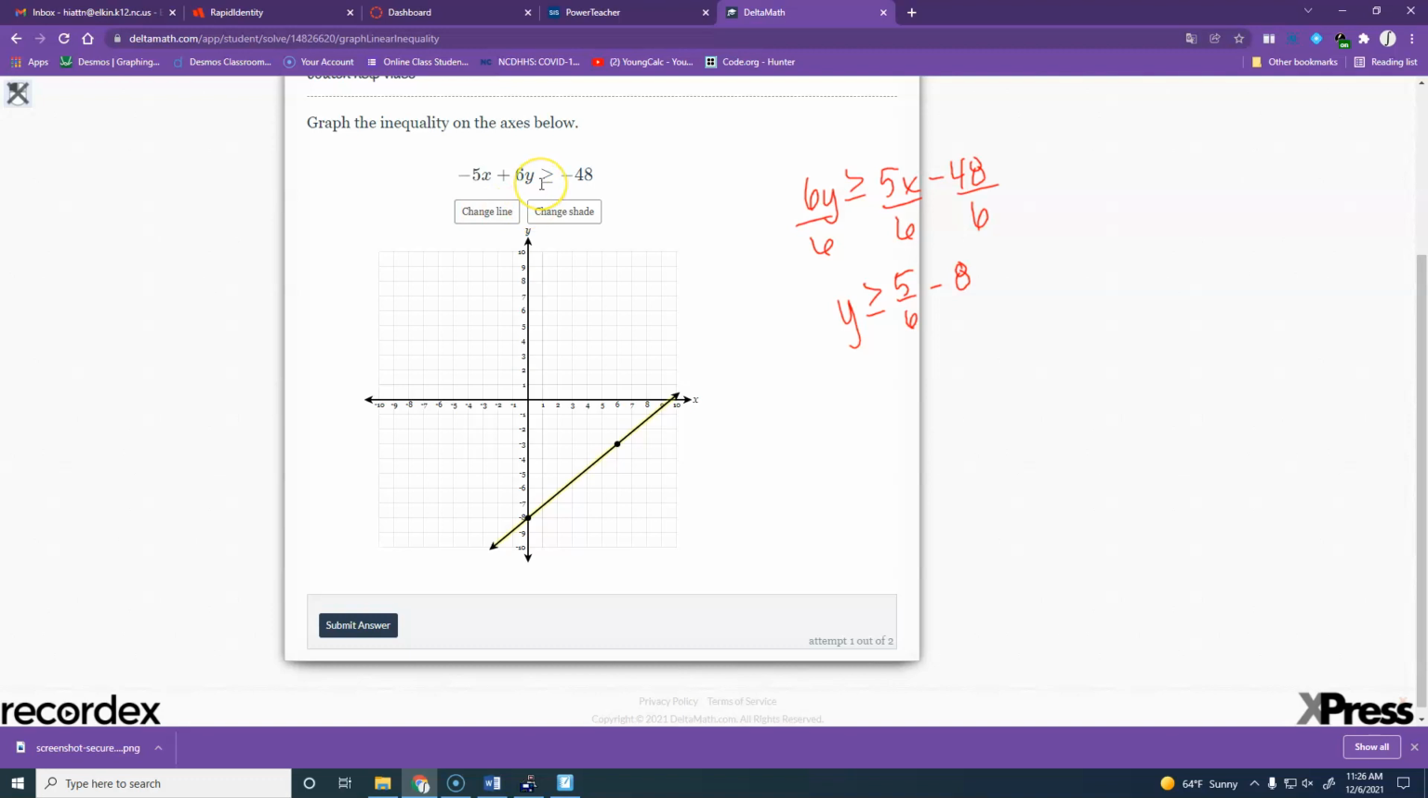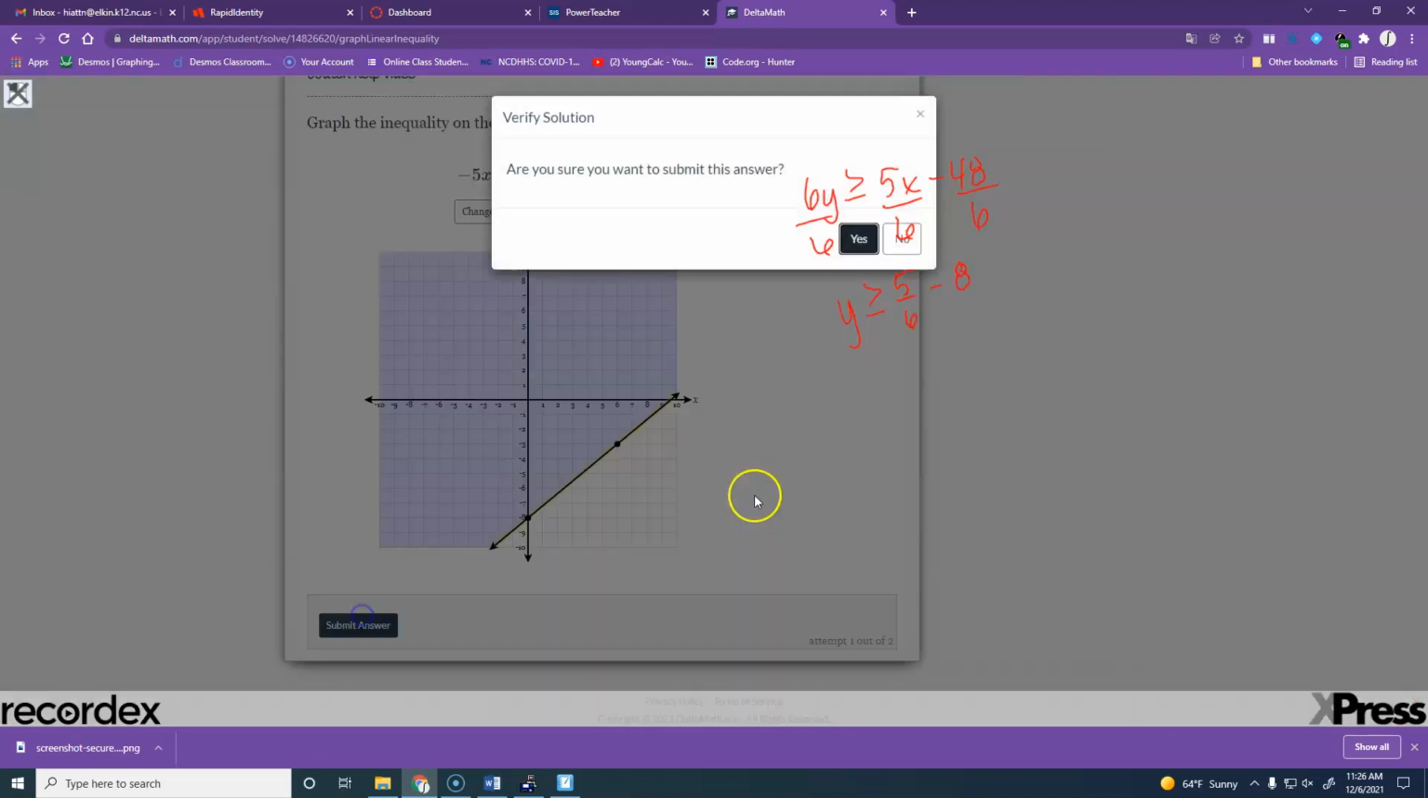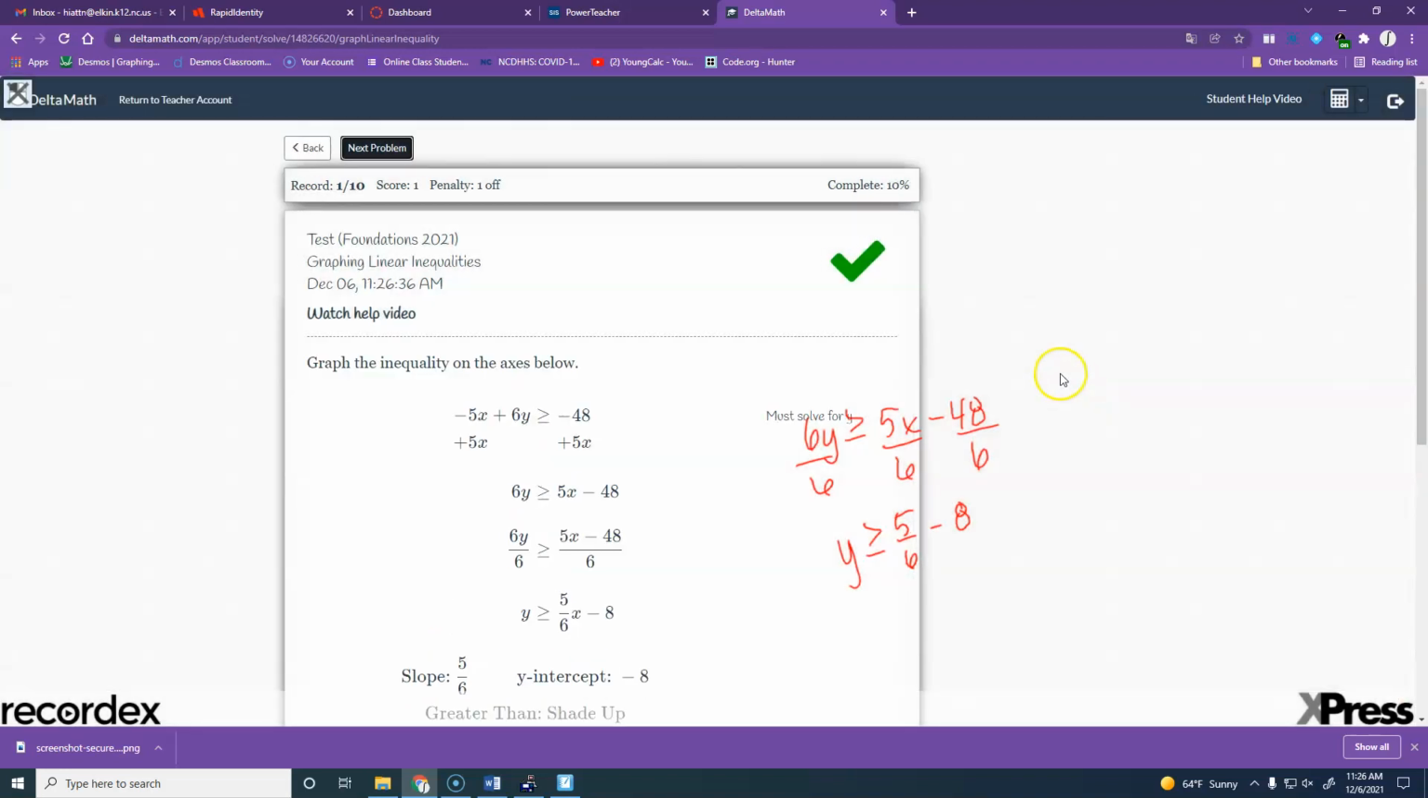Do I need to change my line here for greater than or equal to? No, solid line is good. But if you need a dotted line, you just click change line. It will change it back and forth. And then it'll either shade above or below. Is this correct? For greater than or equal to? That's below. We need above. So this one would be my answer. Okay, so it graphs like it's been graphing, except for you're just going to change that line and that shading.